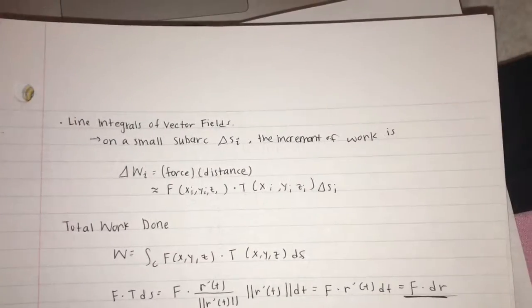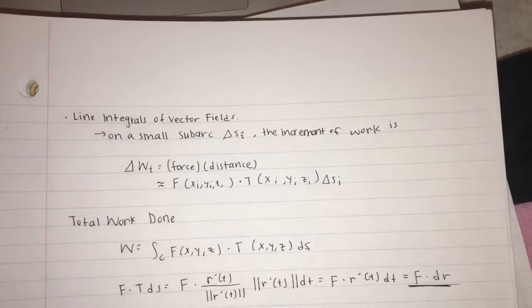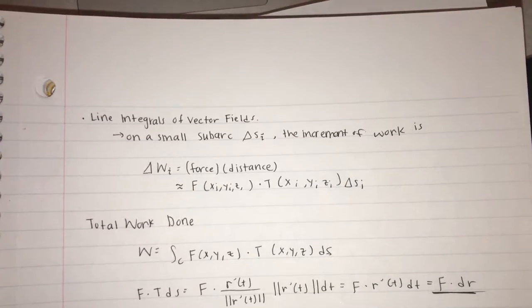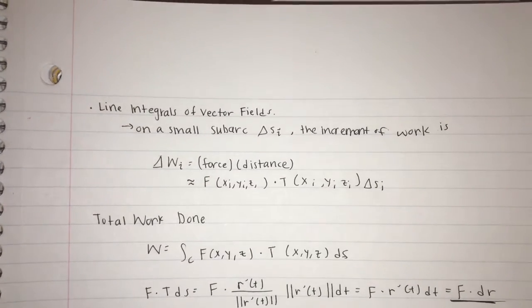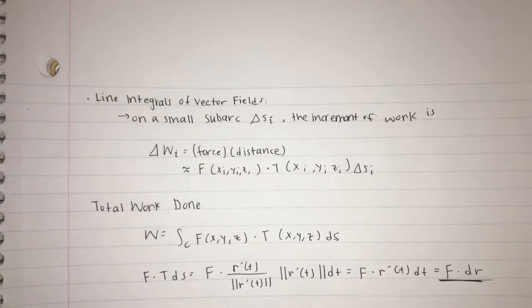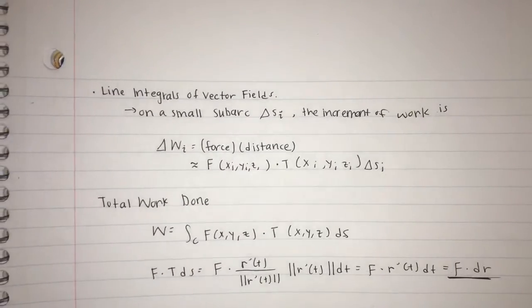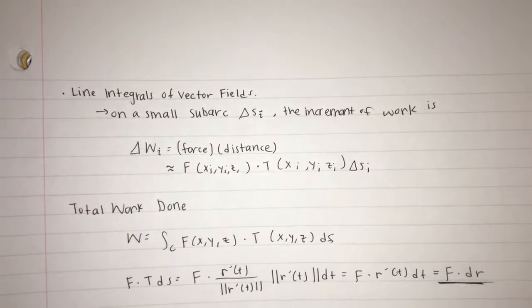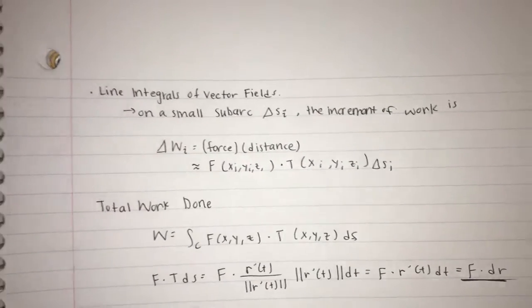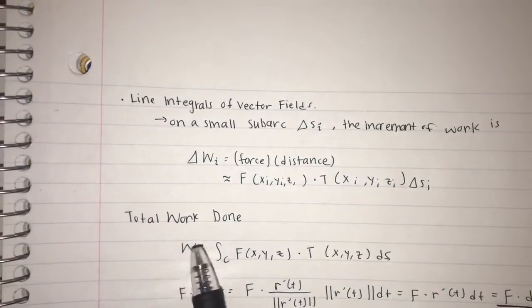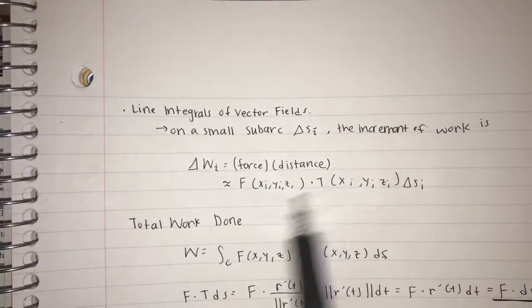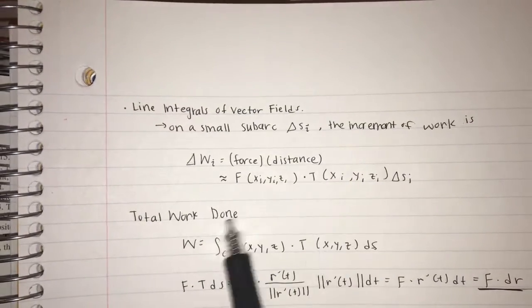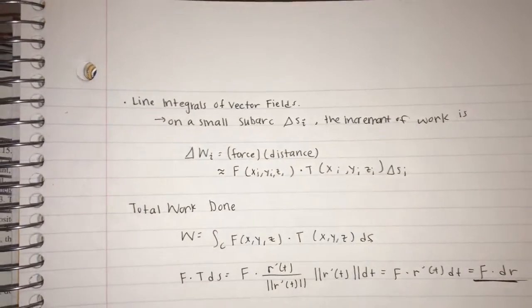On to line integrals of vector fields. Line integrals can be used to find work done in a force field F. For an object moving along a path C in the field, at each point consider the projection of the force vector F onto the unit tangent vector T. The increment of work done on a small subarc is the product of the force and tangent vectors, so it would be force times distance, or F dot T.